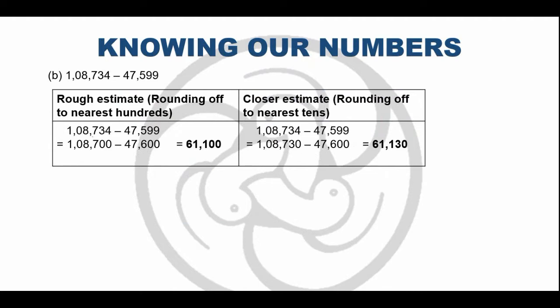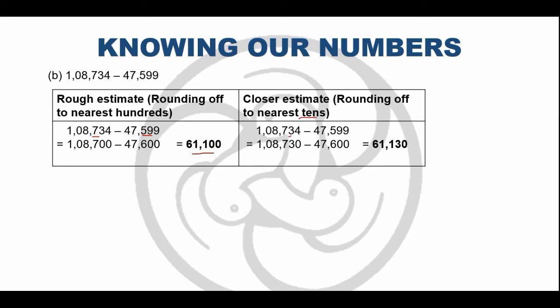What is in the 100 position? 7. So you have to look at the right side number, 3. So that is less than 5. You have to write the number as it is. So 1,08,700 minus what is in the 100 place? 5. You have to look at the right side number, that is 9, which is greater than 5. That means you have to add 1 to the 100 portion. So it will become 47,600. So you have to subtract these two numbers. You will get 61,100.